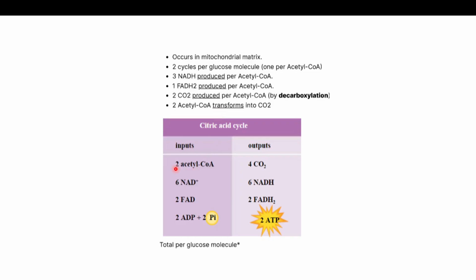So the inputs are basically 2 acetyl coenzyme A. This whole chart is for one glucose molecule: 2 acetyl coenzyme A, 6 NAD plus, 2 FAD, and 2 ADP and 2 inorganic phosphates are giving us 4 molecules of CO2, 6 NADH, 2 FADH2 and 2 ATP molecules. Okay, the ATP is there where it is coupled to GTP synthesis.